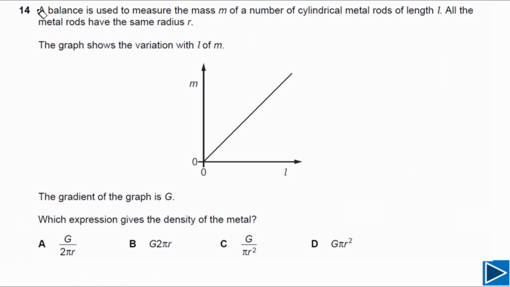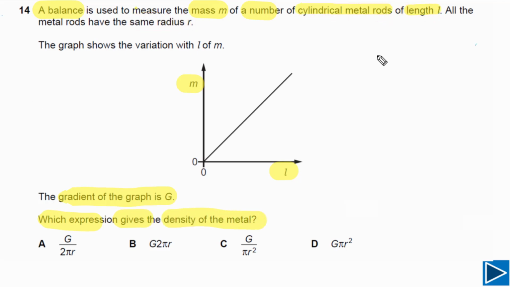For question number 14, it is given to us that a balance is used to measure the mass m of a number of cylindrical metal rods of length L. All the metal rods have the same radius R. The graph is given here. You can see on the y-axis m is given, on the x-axis L is given. The gradient of the graph in this case is equal to capital G, and for this question we need to find out which expression gives the density of the metal.